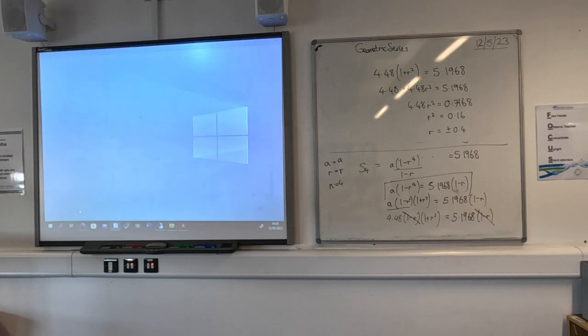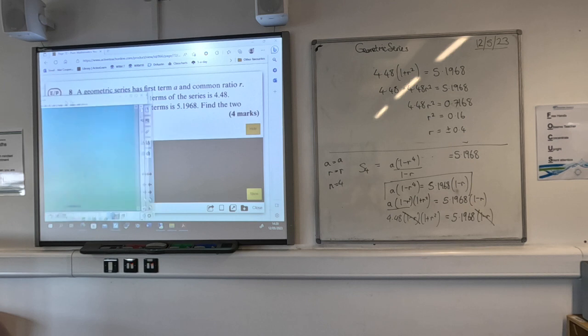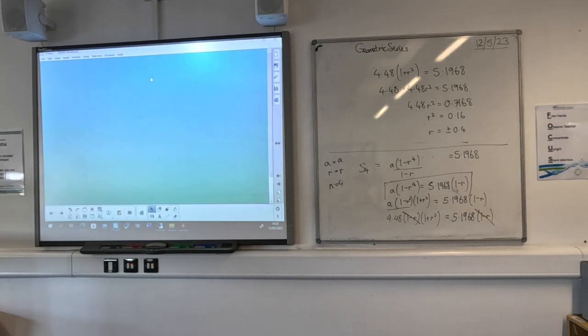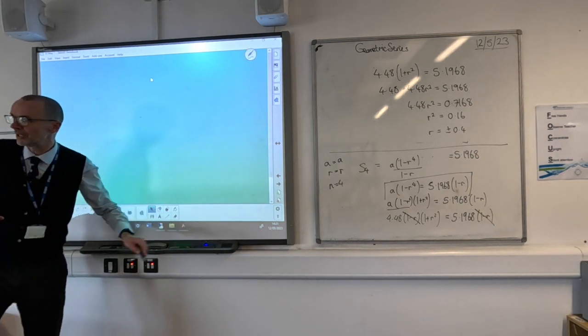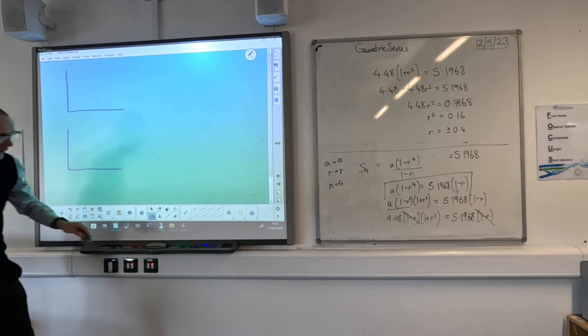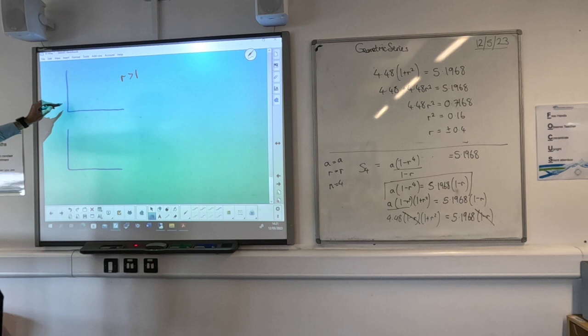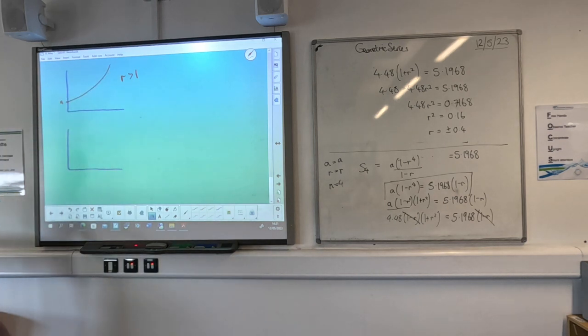Okay, so let's now consider what happens to these geometric sequences for different values of R. And I pointed out yesterday that what we're actually dealing with here is exponential growth, aren't we? So if we are dealing with a value of R that's greater than 1, we'll have our starting value here, and the sequence goes like that.